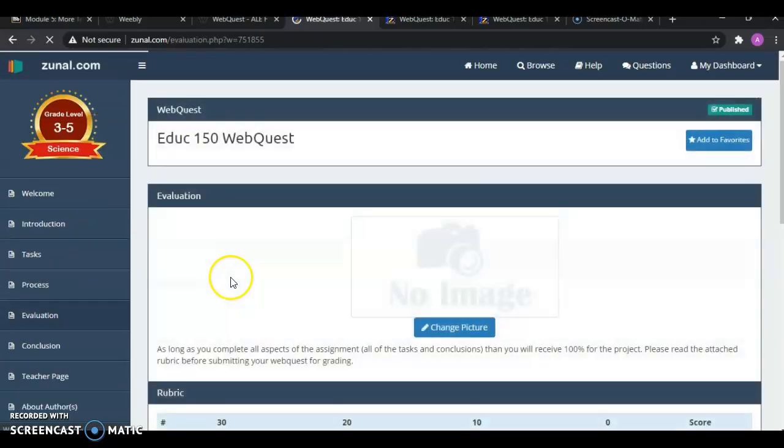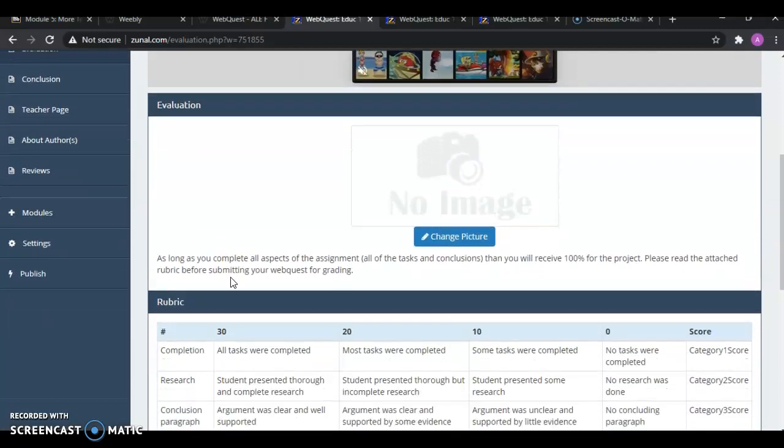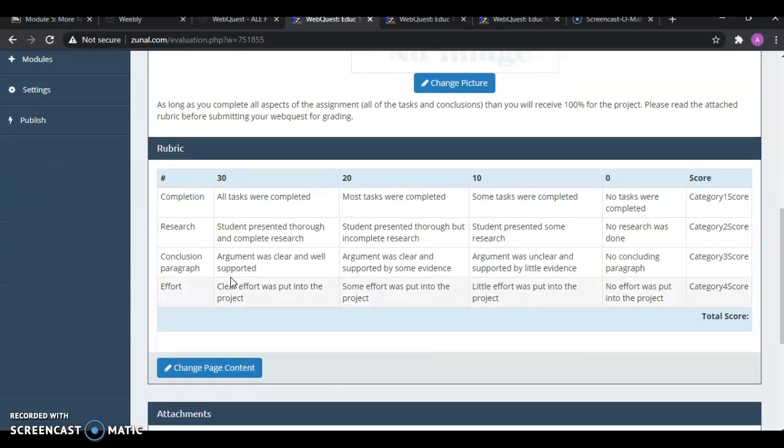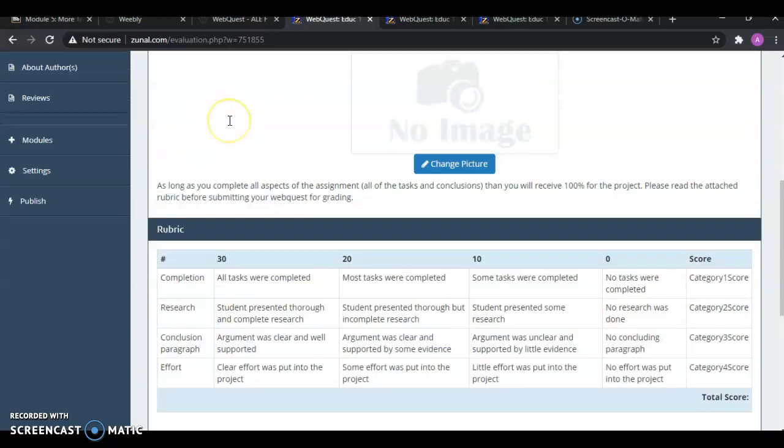For their evaluation, because this is roughly for third graders, fourth graders, it's a lot on the actual content versus completion. I do have a completion area, but it's also based on their research, their concluding paragraph, and the effort that they actually put into it. It's out of 30 points.